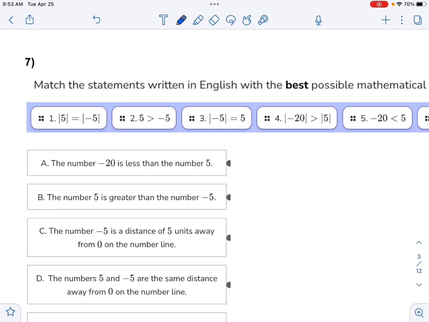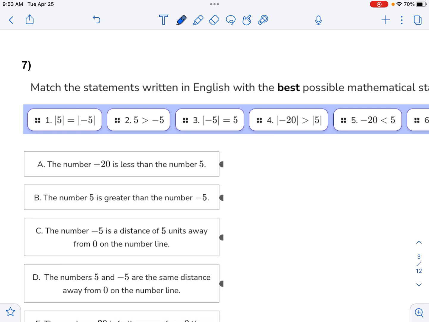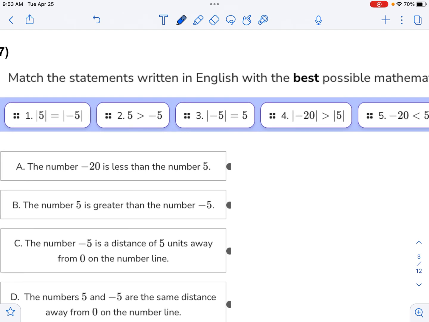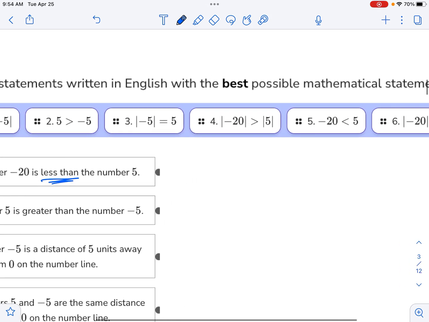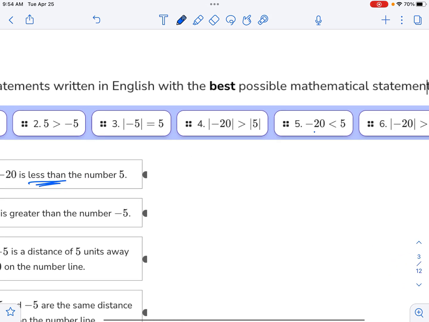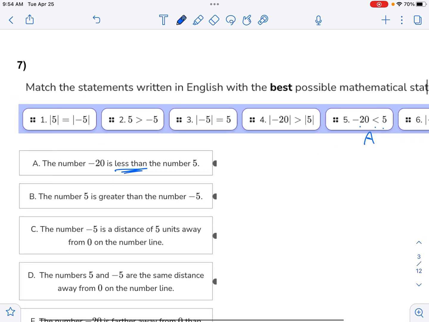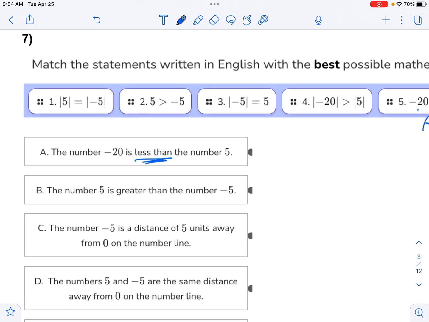All right, the wording of these is a little bit funky, so sometimes we have to read them twice. The number -20 is less than, so I'm looking for a less than symbol, the number 5. The number -20 is less than 5. Oh, right here. -20 is less than 5. So this is going to go with statement A. If you didn't get a chance to do these, make sure you pause the video and go do these yourself. And now you're using this to check your work, see how you're doing.